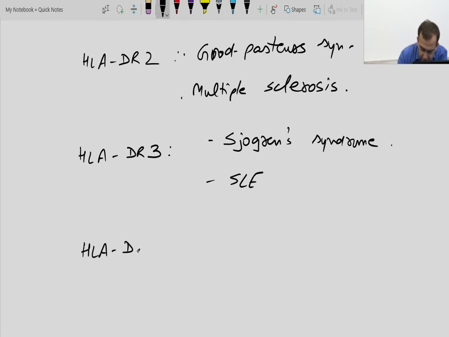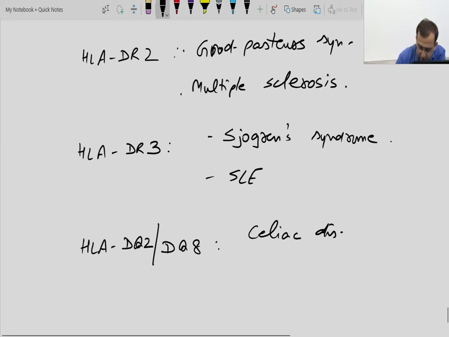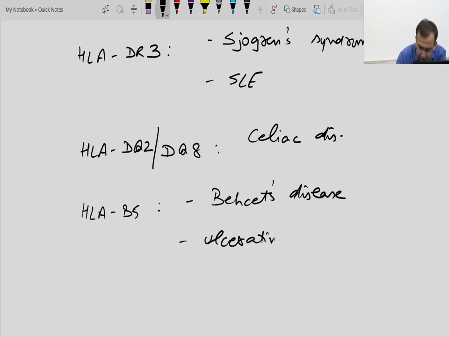Next, HLA-DQ2 and DQ8: celiac disease. Celiac is gluten-sensitive enteropathy. Next, HLA-B5: it is associated with Behçet's disease and ulcerative colitis.